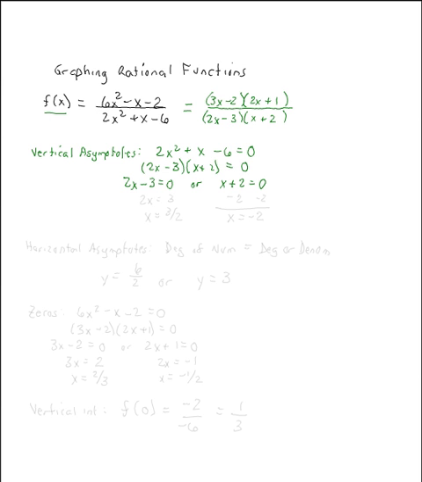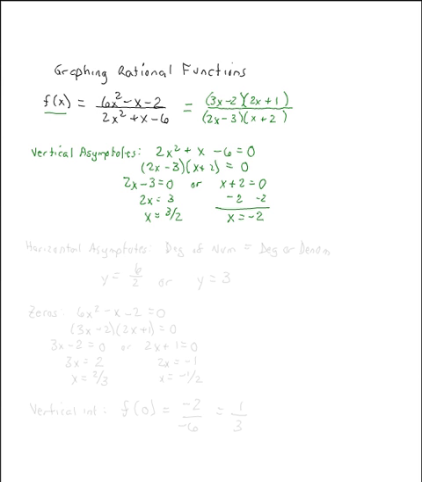Solving the resulting equations, adding 3 to both sides, we'll have 2x equals 3. Dividing, we'll have x is 3 halves. That's the location of one of my vertical asymptotes. The second equation, subtracting 2 from both sides, we know that x equal negative 2 will provide the second vertical asymptote.